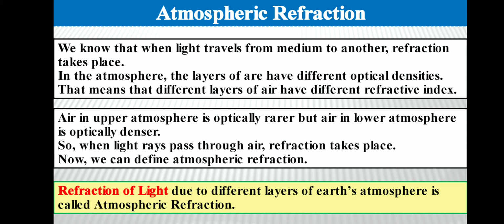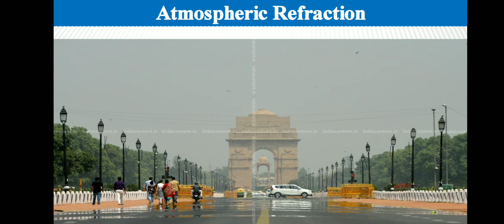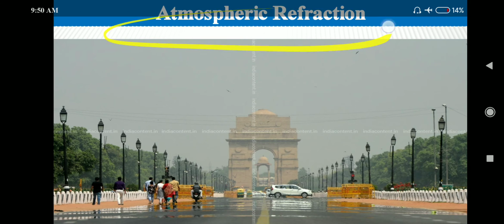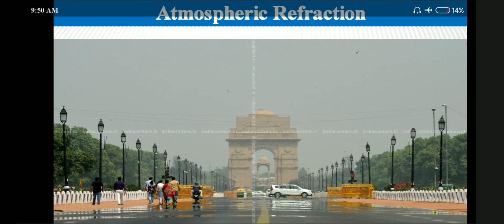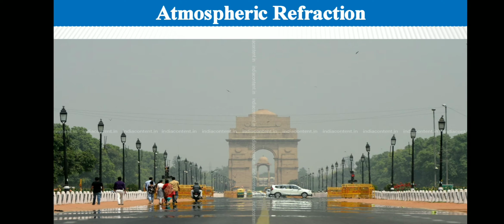Okay, now just see this picture. During the summer season, you can see that maybe water droplets or rain droplets are present on the road, but actually it does not happen. It is imaginary, a miracle, because it is done due to atmospheric refraction. Okay, so this is the best example of atmospheric refraction.